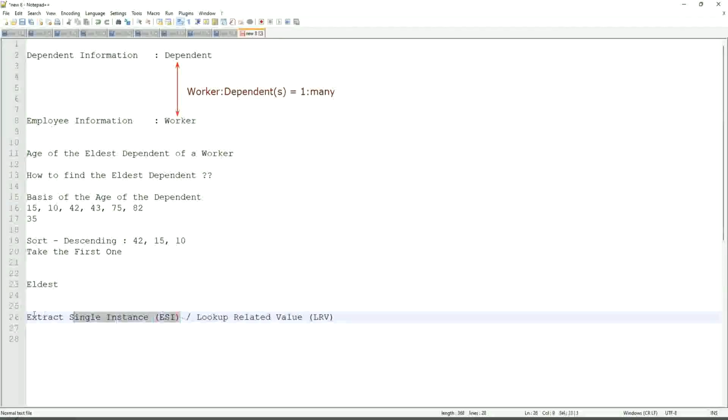The eldest dependent will be returned by the ESI, and the age of that eldest dependent will be an LRV. This will be a very, very common question. So ESI will allow you to extract the instance of an object from a related business object based on some criteria. That is what ESI is all about. And once you extract the single instance, one particular occurrence of that object, then you look up another value related to that using an LRV.